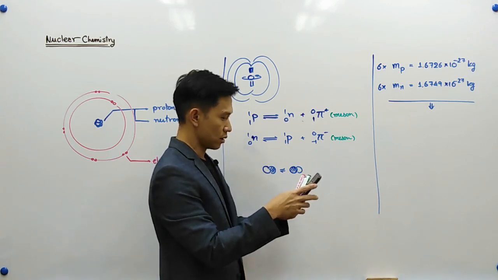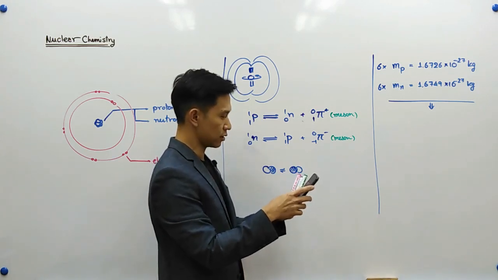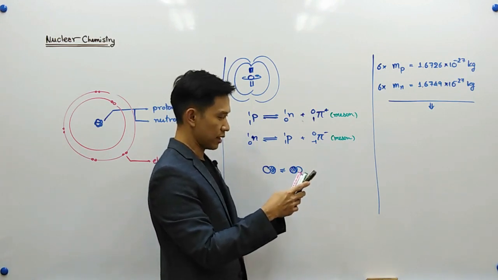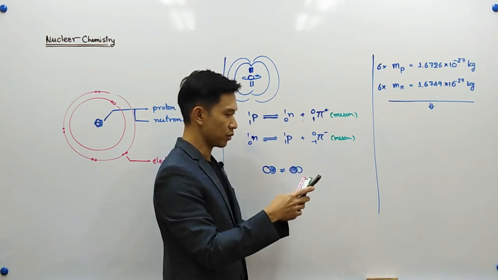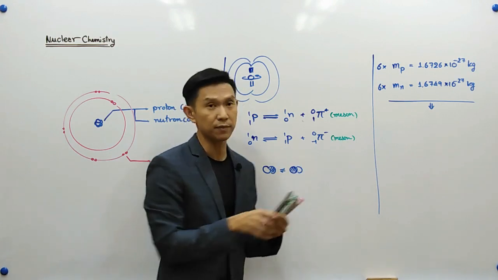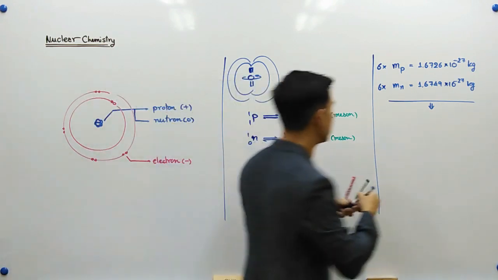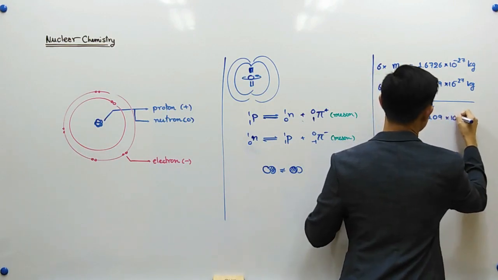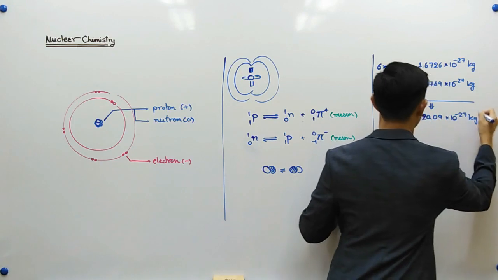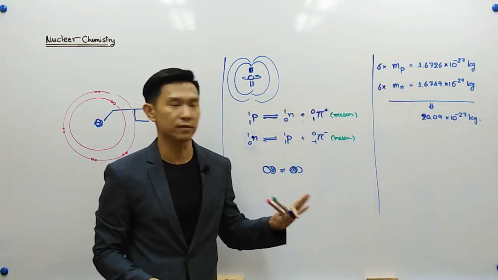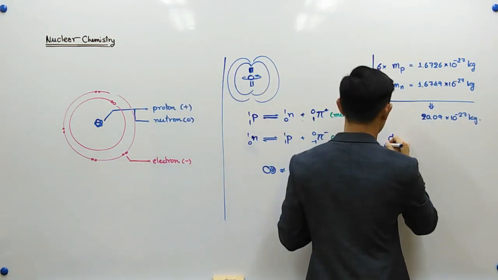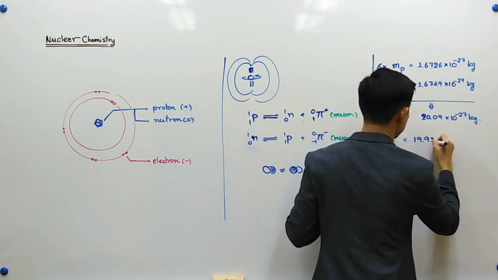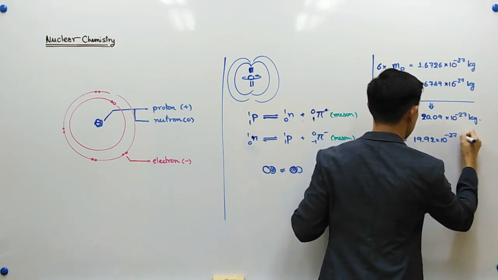Let me use my calculator. It is 1.6726 plus 1.6749, and then multiply the whole thing by 6. It would be approximately 20.09, or 20.085 actually, times 10 to minus 27 kilogram, right? So this is the mass of 6 protons and 6 neutrons. But the mass of carbon-12 exactly is 19.92 times 10 to minus 27 kilogram.